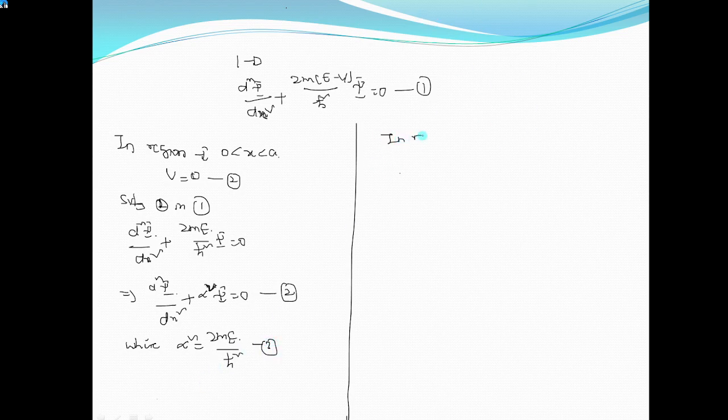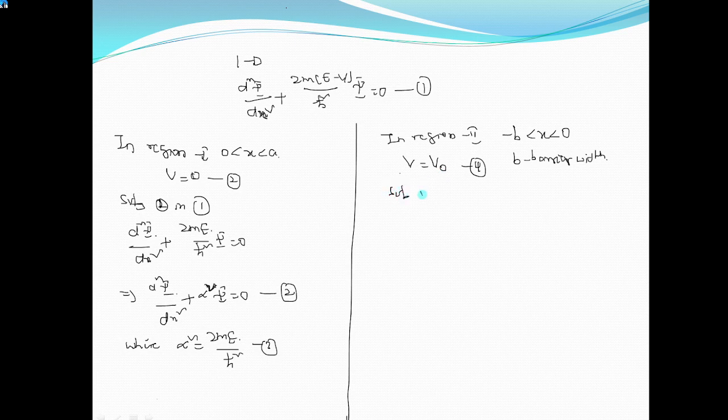Whereas in region 2, V is equal to V0. This is the height of the barrier. Now this is the condition. The condition for region 2 is minus b less than x less than 0. Here b is called the barrier width, the width of the barrier. Now the potential is V equal to V0. So this is equation number 4.